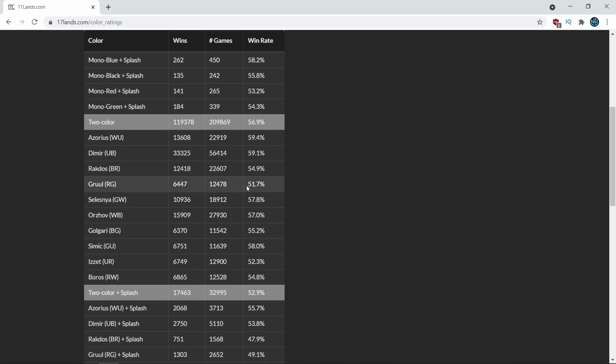Now, this may stem from several factors. When you look at these numbers, you want to evaluate them in context and not just take them as raw, this is the way the format is, this is why it's going to be that way. One of the things you might need to recognize is that maybe red-green is weak because it could potentially be a weak color combination, just inherently the cards are weaker. It could also be that red-green matches up poorly against blue-black, and since blue-black is so heavily played, red-green suffers as a result, because there is a little metagame there.